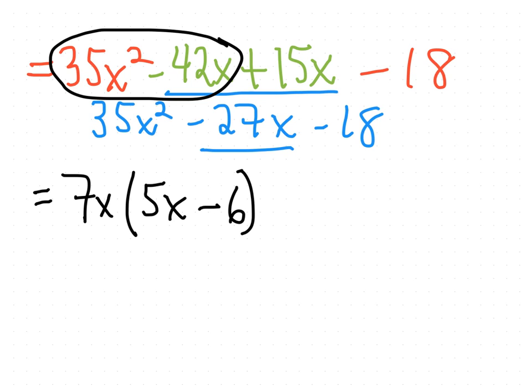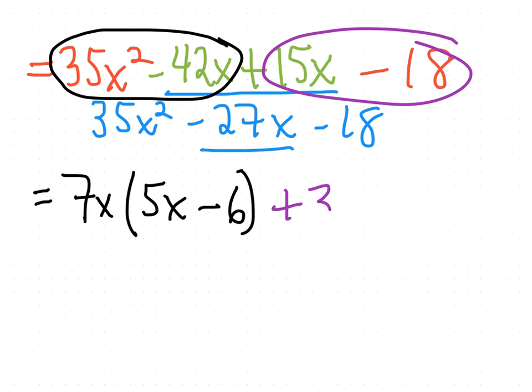Then the second group, let's change colors here. The second group, we're going to factor out a 3, because 15 is divisible by 3 and 18 is divisible by 3. And that's our common factor. 15x divided by 3 is going to be a quotient of 5x. And negative 18 divided by 3 is a quotient of negative 6. And you might see where this is heading now.